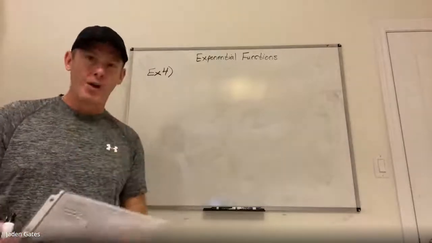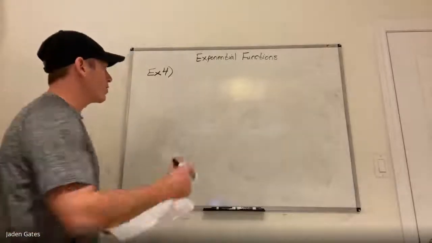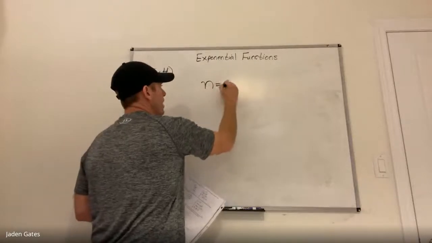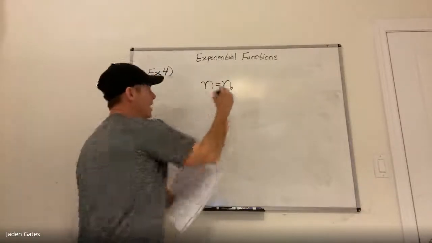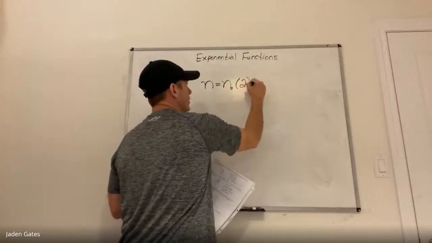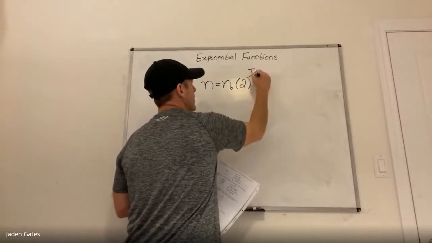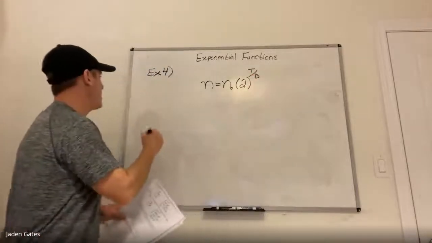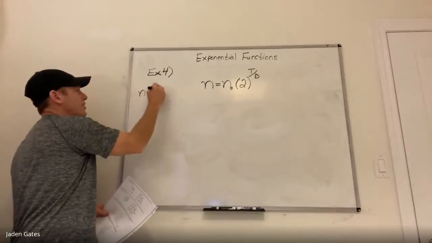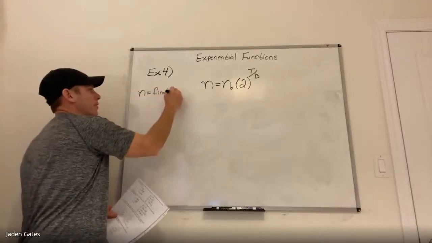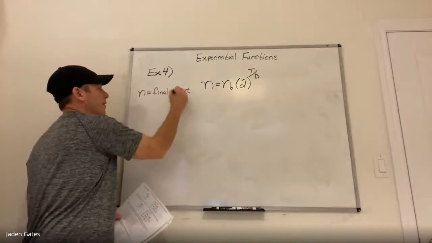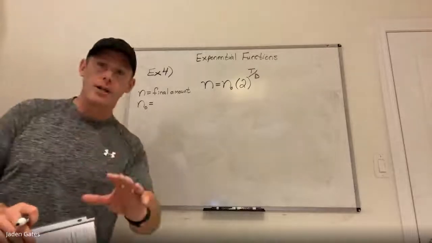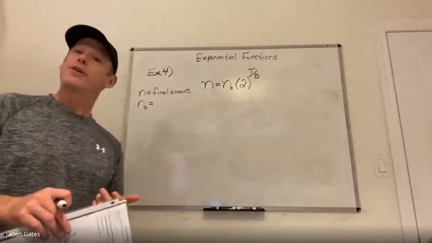Now, there's a specific equation for this type of problem, and here it is. We have what's called N is equal to N naught times 2 to the power of t divided by d. Now, N is considered your final amount. N with a little 0 here, which is actually N naught.